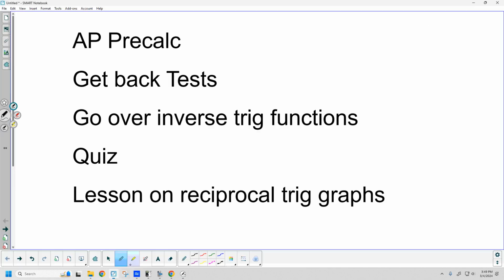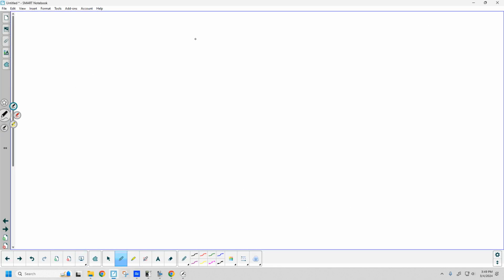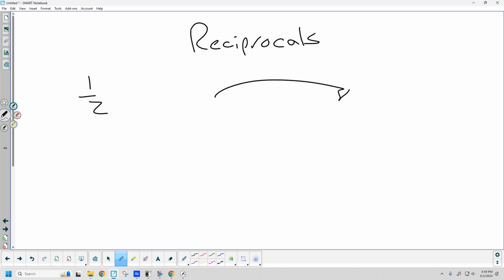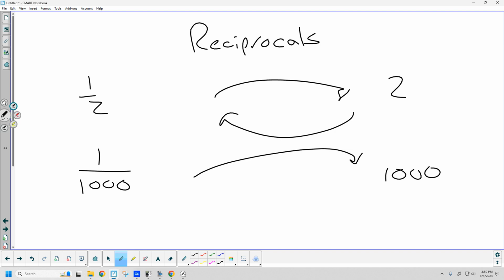Now, it might seem obvious, but hopefully if you just understand this, you're going to understand this lesson and why it's easy. What happens when you take the reciprocal of half? 2. That means you take the reciprocal of 2, you get a half. What happens when you take the reciprocal of 1 over 1,000? We get something that's very big. Flip something very big, you get something very close to 0.